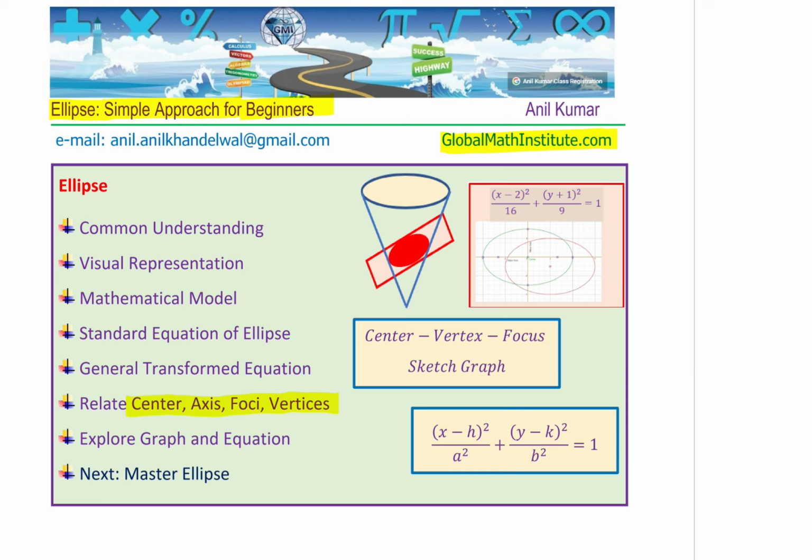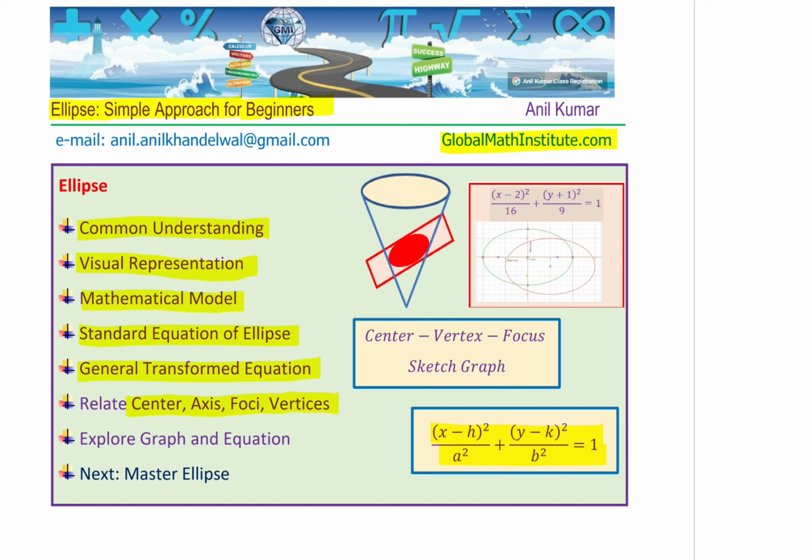So we'll begin with the common understanding of an ellipse. Have a look at the visual representation. Then mathematically model this ellipse and talk about the foundation for modeling. Once you've done that, we'll take up the standard equation of an ellipse, which will now be considered as a general equation when we adopt transformations in it. So the general equation is given to you as shown here.